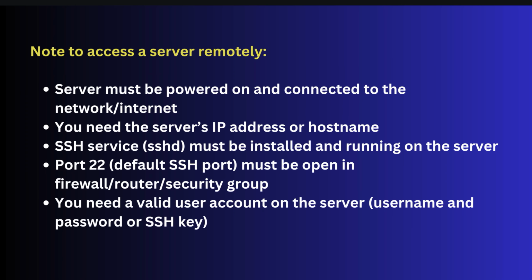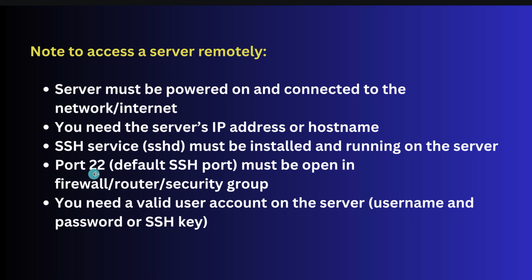However, before we move on to the practical demo, let's cover some key points about accessing a remote server. The first point is the server should be powered on. Of course, it should be up and running and connected to the internet. Only then can you access it remotely. You need the server's IP and hostname. The SSH service must be installed and running on the server. This is the service which allows a server to be accessible from outside. So they should be up and running.